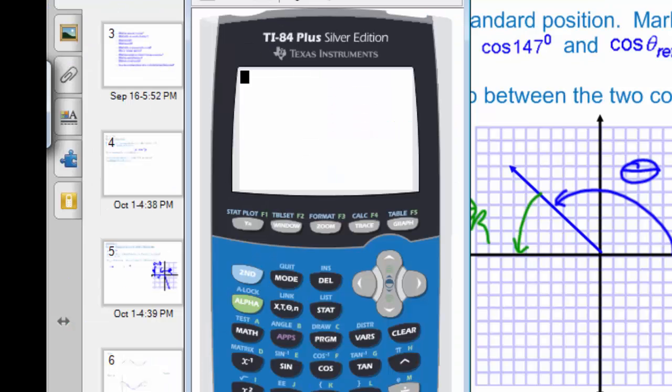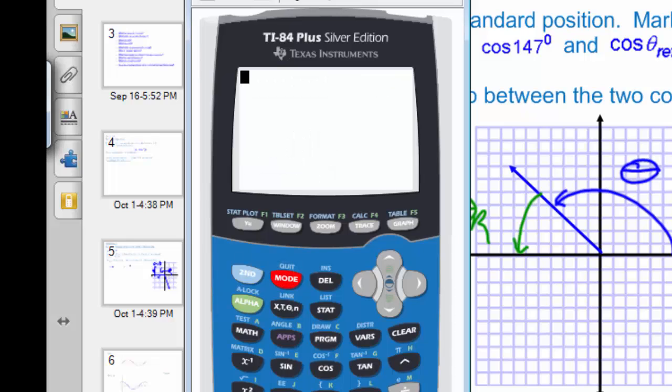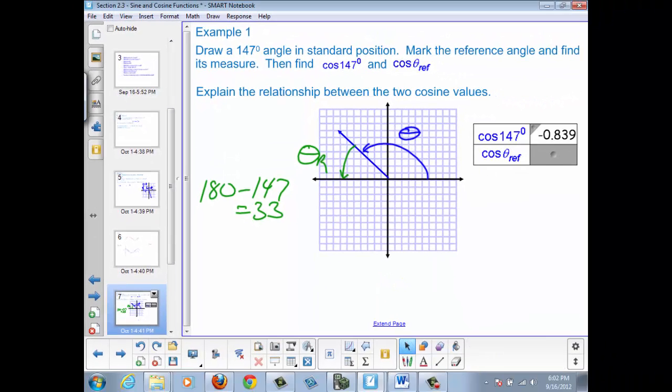Pull out our calculators. We want to check and make sure in our mode that we are in degree mode, not radians. We are. Now I'll simply ask for the cosine of 147, and I will get negative 0.83867, etc. Now let's take the cosine of our reference angle. That was 33 degrees. And here I get positive 0.83867. So rounded to 3 decimal places.